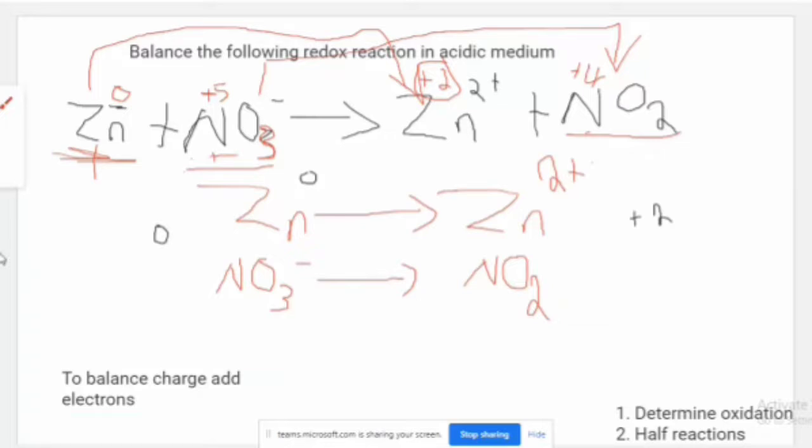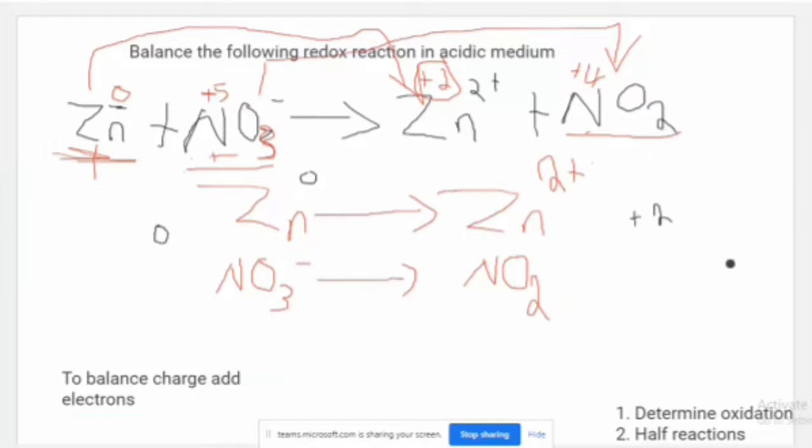So you always add electrons to the side which has more positive charge. Yes, so 0 then +2, the 2 is more positive. We have a bigger number on this side, so that's why you add electrons, so that you reduce it.